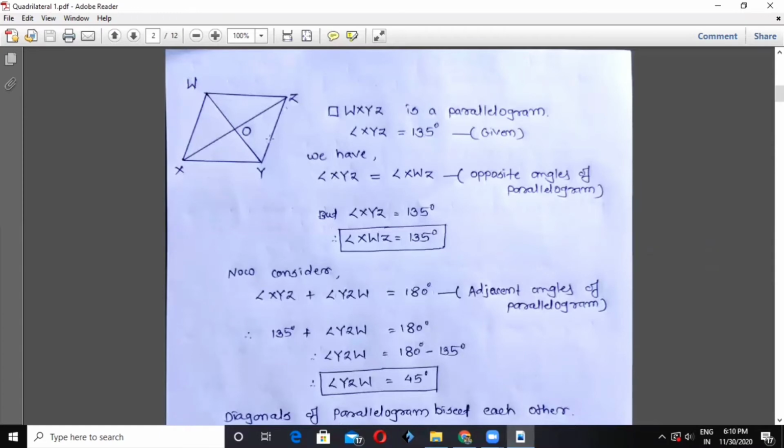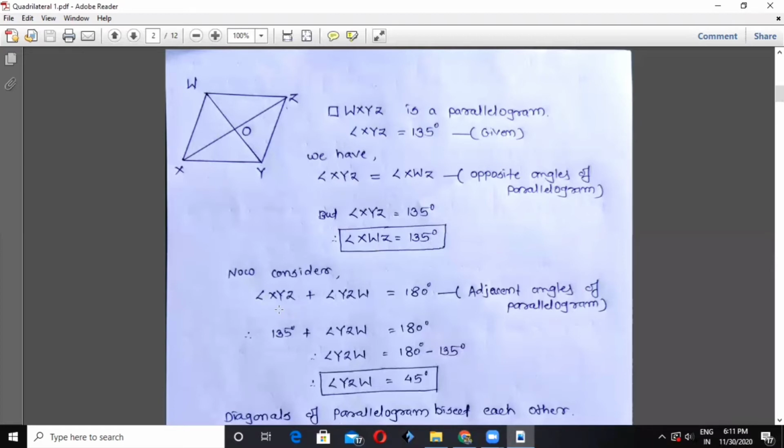Quadrilateral WXYZ is a parallelogram as it is given. The measure of angle XYZ is given to be 135 degrees. So this angle is 135. And from this we have to find the measure of angle XWZ and the measure of angle YZW. To start with, we know that angle XYZ and angle XWZ are opposite angles of a parallelogram. And by the property of a parallelogram, opposite angles are congruent. So here angle XYZ is given to be 135 degrees. That's why angle XWZ is also 135 degrees.